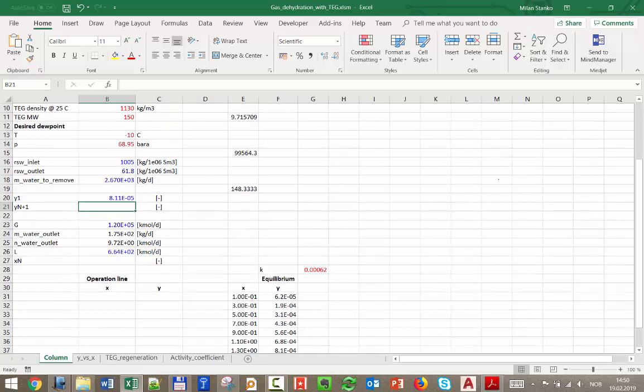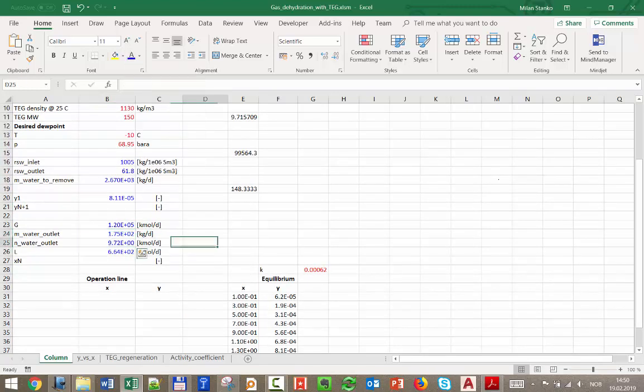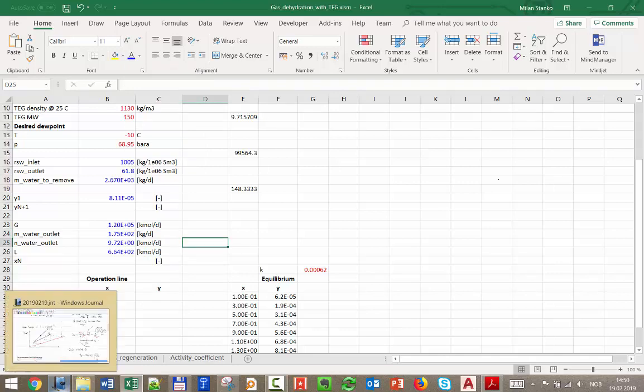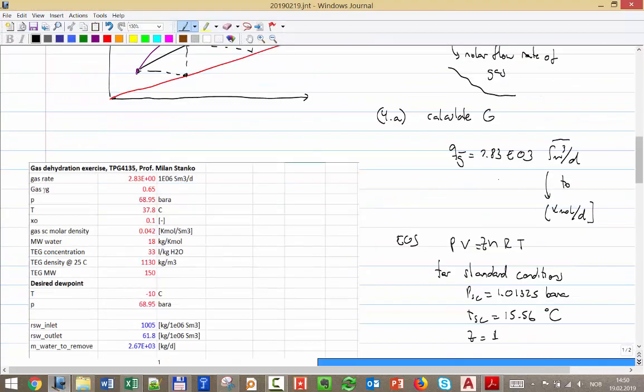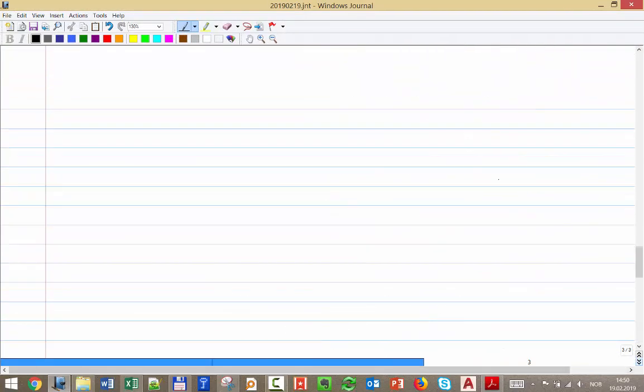Okay, let's do the line first, maybe. But before we do it, we have to plot it, right? So now we have everything we need. We have L, G, everything, and we're going to start making our plot.